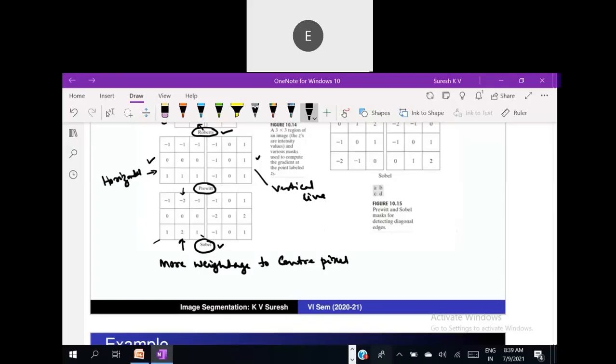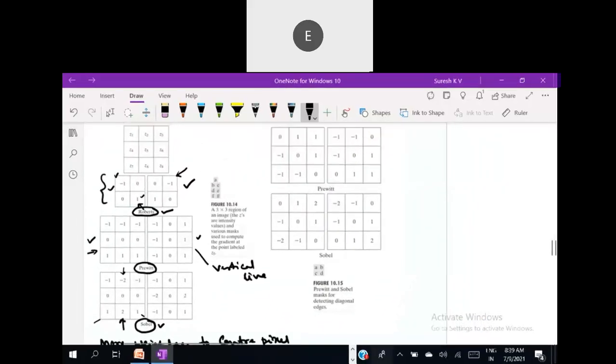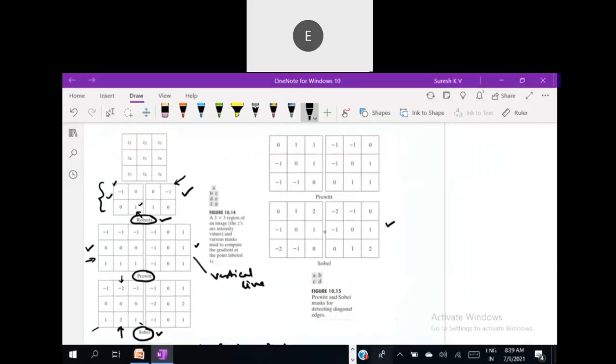Now Sobel has also suggested filters which can help you in detecting diagonal edges. Observe here, these values are positive and these values are negative. In all the cases, what you should notice is that if you add the weights, it should give me 0.